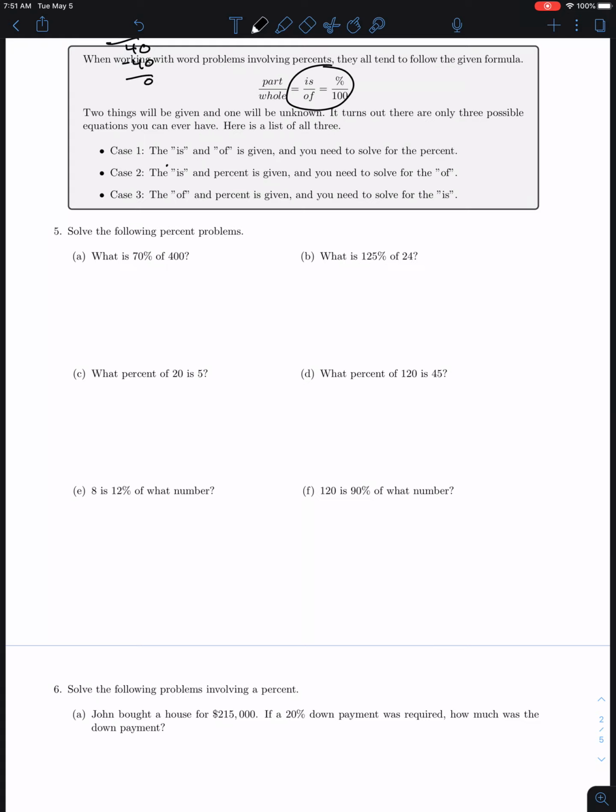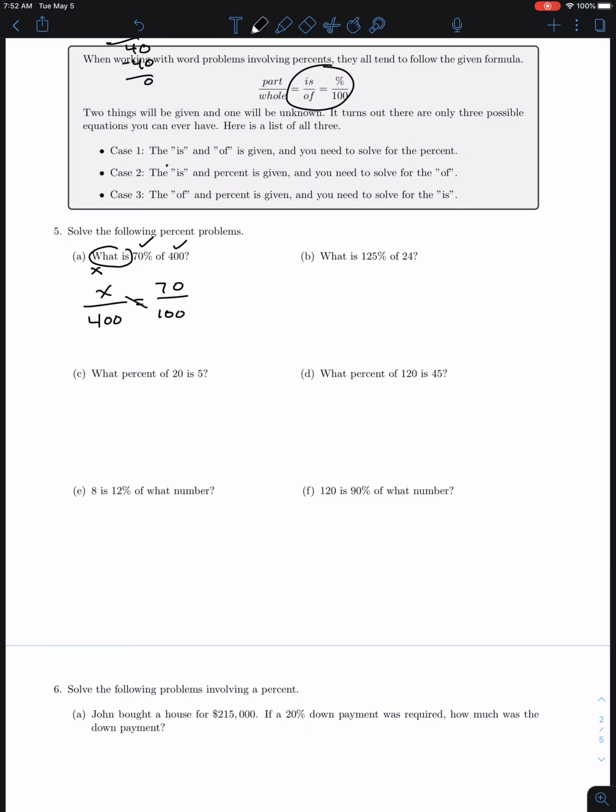So like in this case, we've got what is 70% of 400. What we know is the "is" is the missing part. We've got the percent, and we've got the "of." So what we want to do is fill this out. x will go in the "is" position, our 400 goes in the "of" position, the 70 goes in the percent position, and then it's always just over 100.